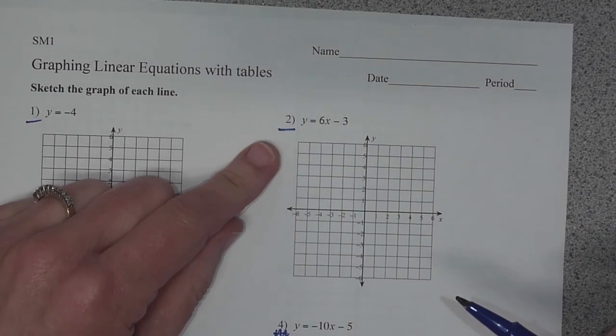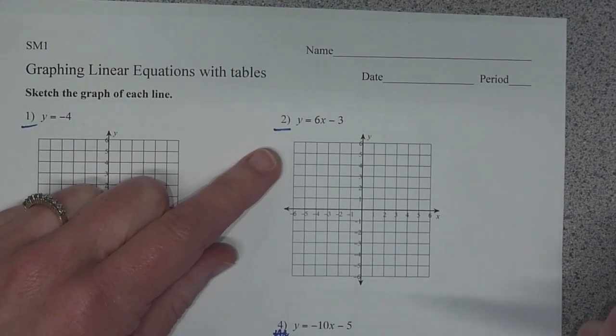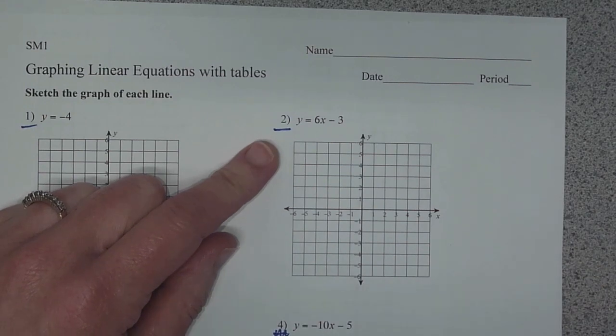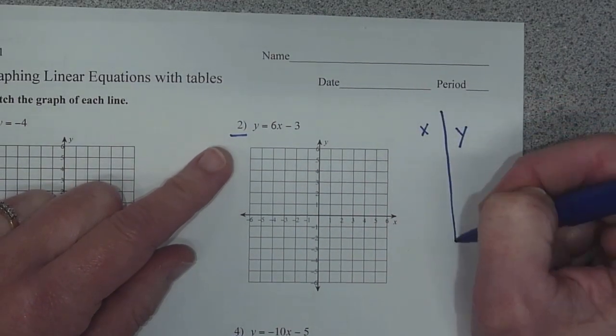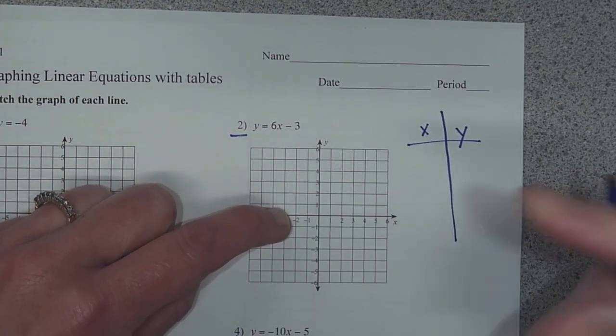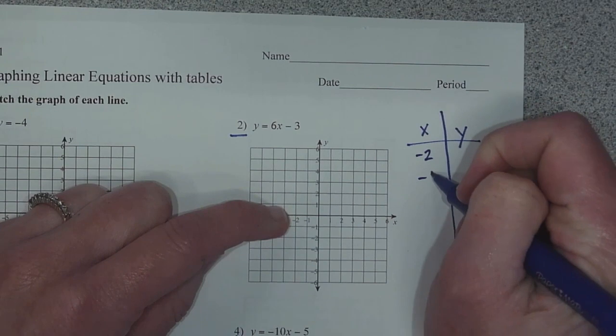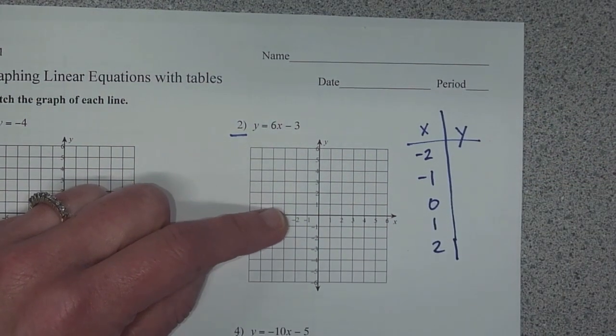So let's get started. Like I said with number 2, feel free to fast forward, rewind, do whatever makes this video useful for you. So with our XY table, let's make it over here. Let's choose 5 values, and I think choosing the ones closest to 0 would be a good call. So you could do -2, -1, 0, 1, and 2. Let's just start with those values.